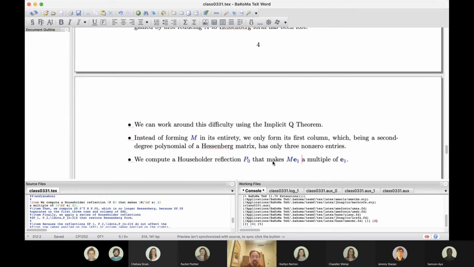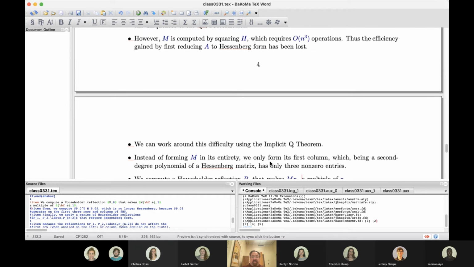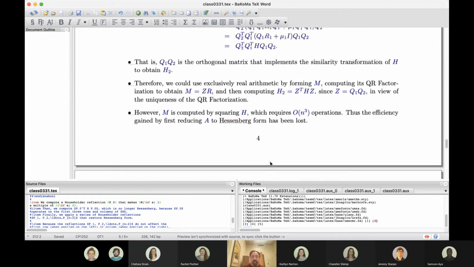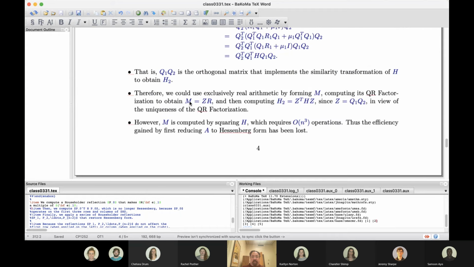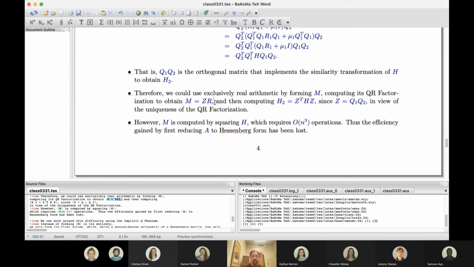Now, why is this important? Because this process that we wanted to do, but it's too expensive, what does it involve? We form M and then we take a QR factorization of M. If we did have M, what would the first step in computing the QR factorization be?